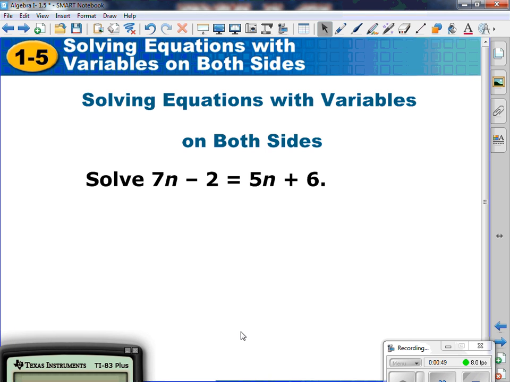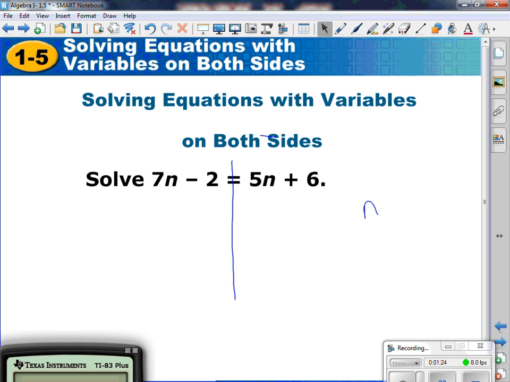So we have 7n minus 2 equals 5n plus 6. First thing I'm going to do is just like my other problems. Draw my wall. But what's different about this problem compared to the other ones? There are variables on both sides of my equation. I either have to move all the variables to the left, or I have to move all the variables to the right. We want to move it so we have a positive variable.